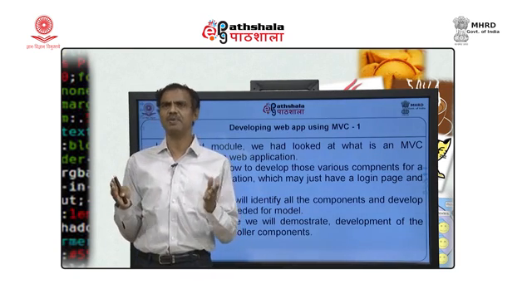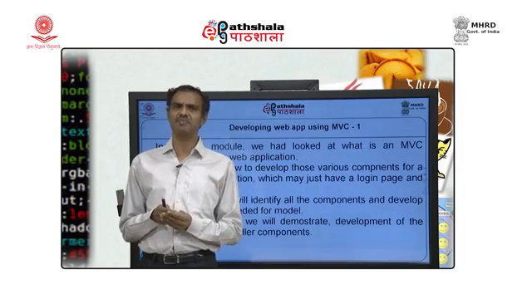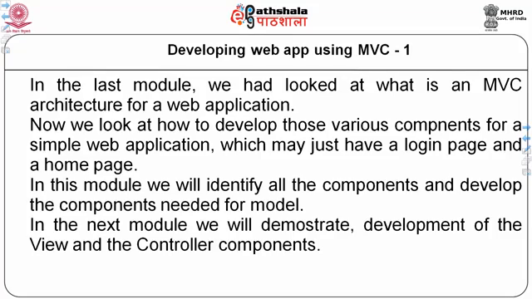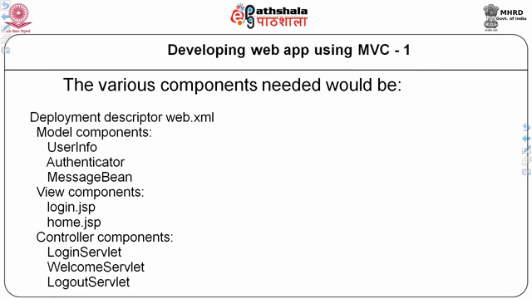And of course, for any web application, we always have our deployment descriptor in the form of a web.xml file. So, here are the various components which will be needed. We will have the deployment descriptor web.xml, and the model components. Now, we are keeping this as a very simple web application. So, in this web application, we will have just 2 pages. We will have a login page and a home page. And of course, from the home page, he should be able to log out and come back.